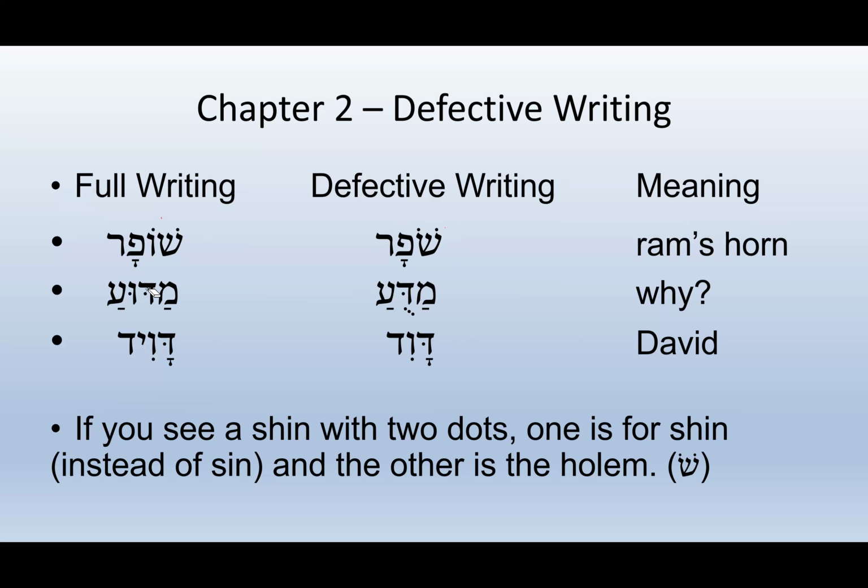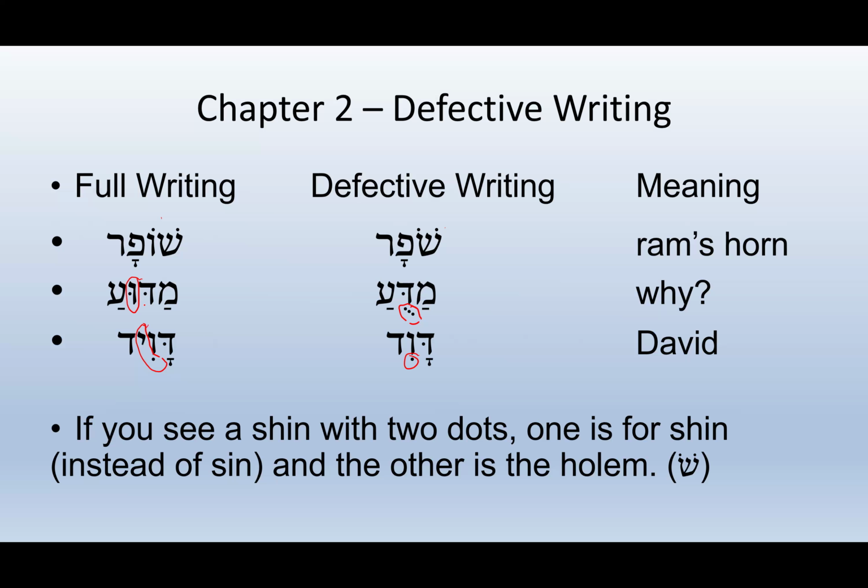And so it's pronounced exactly the same. It doesn't change the meaning of the word in any way. Then madua means why. And you can either use madua with a kibbutz and get that u sound, or you can have a shurik in there and get the u sound, madua, why. And then David. You have the hirik, you're still going to pronounce it David, but if you have the vowel letter, it'll be David. It doesn't change a thing.